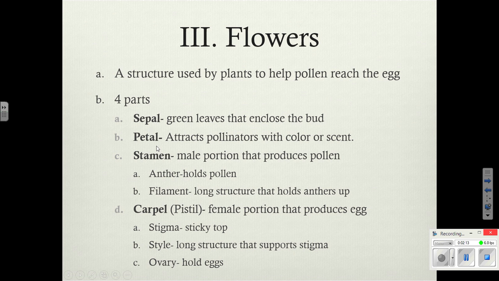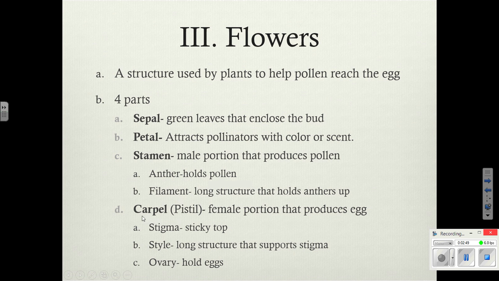The petals then are the colorful fun part that helps attract the pollinators using both color and scent. A lot of times it'll be just the color that attracts the pollinator. Other times it'll be a combination of both. The male part of the flower is called the stamen. That's actually how you can remember it: the word men is in this word, so that's the male portion, and it has two parts. The anther, which is holding the pollen, and then a long structure called the filament. The filament makes sure that the anther gets high enough up off the flower so that the pollen can actually get hit by the pollinators.